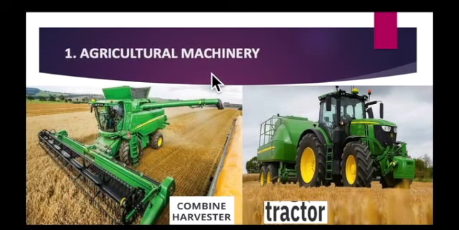So students, the first method is agricultural machinery. Students, agricultural machinery has made a very big difference. With machinery such as tractors and combine harvesters, one farmer can cultivate a much greater area of land in a much shorter time than using manual labor. So this is the first method to increase food production.